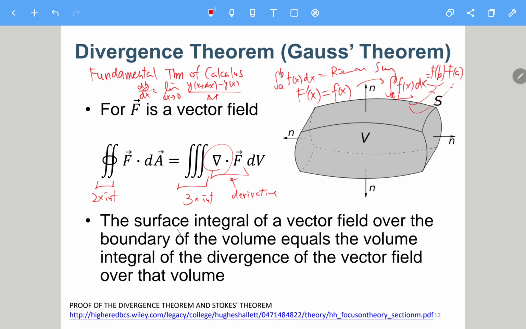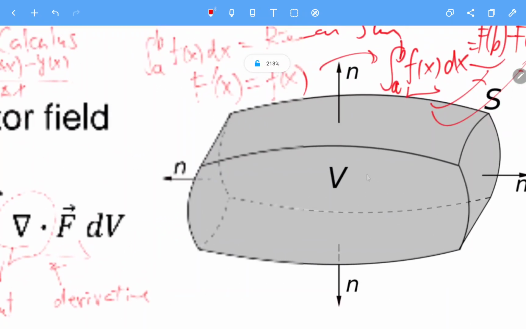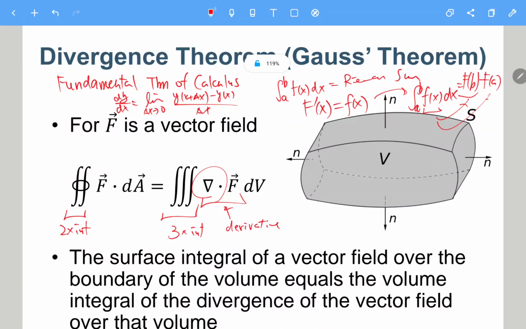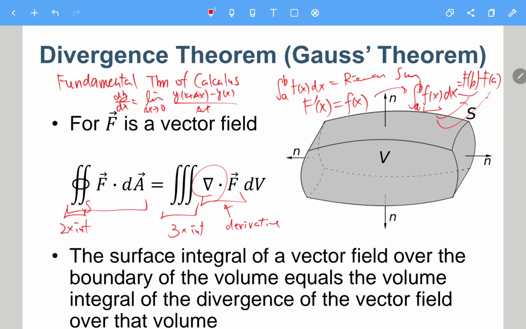So it says the surface integral of a vector field over the boundary of the volume equals the volume integral of the divergence of the vector field over the volume. The physical meaning is, when you calculate the surface integral, this is actually the surface.